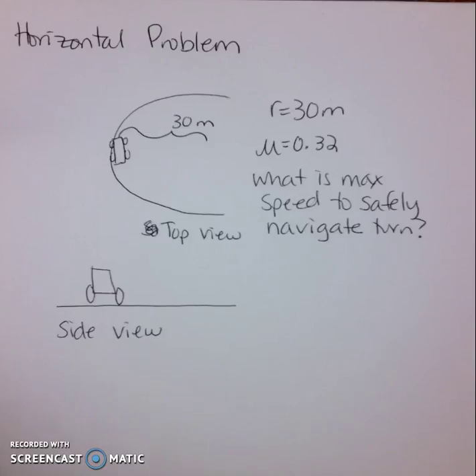Here's a common problem. I have a car going around a curve with a radius of 30 meters, and the coefficient of friction between the tires and the road is 0.32. What is the maximum speed the car can have to safely navigate this turn? The important thing to know is that this is an unbanked curve.